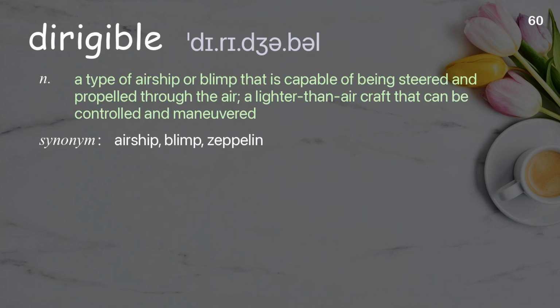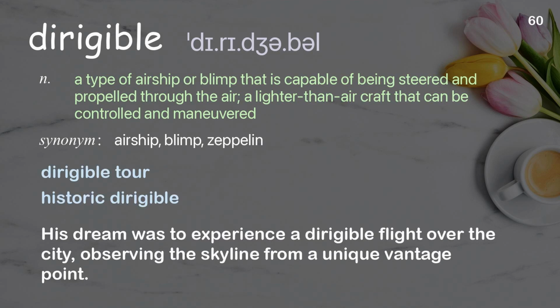Dirigible. A type of airship or blimp that is capable of being steered and propelled through the air, a lighter-than-air craft that can be controlled and maneuvered. Examples: Dirigible tour. Historic dirigible. His dream was to experience a dirigible flight over the city, observing the skyline from a unique vantage point.